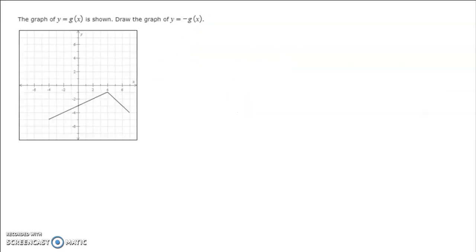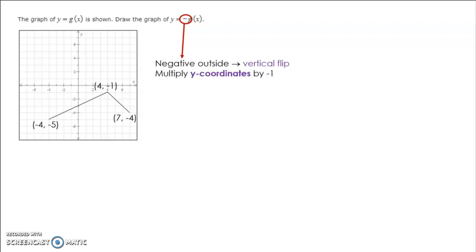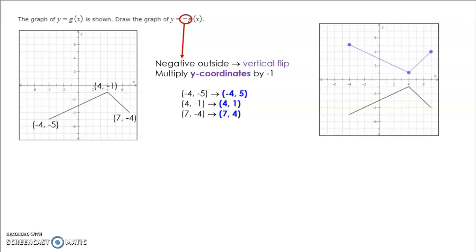Next, here we have g of x. So first we'll put our ordered pairs on, and again we're just looking at the endpoints and the vertex there. Now we have a negative on the outside, which means it's a vertical flip, right? Outside is vertical, and the flip is going to result in us multiplying the y coordinates by -1. We're doing the y coordinates because it's vertical. So our -4, -5 becomes -4, 5, right? Just multiplying the y by -1. And we do the same for our other two ordered pairs. And then we just plot those points.